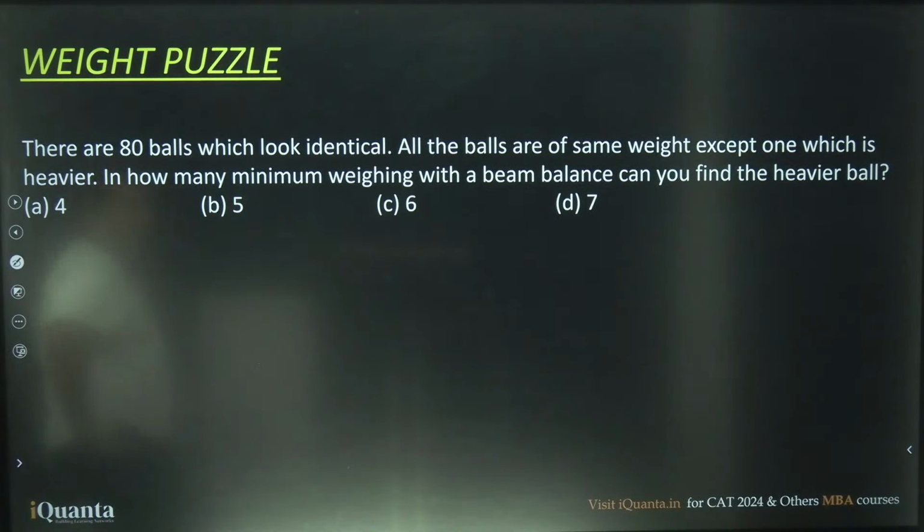There are 80 balls which look identical. All the balls are of same weight except one which is heavier. In how many minimum weighing with a beam balance can you find the heavier ball? I give you 1 minute.